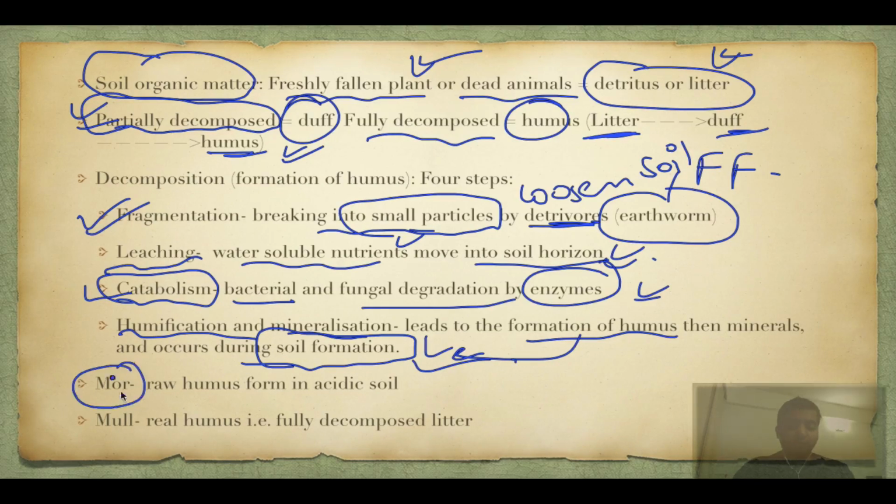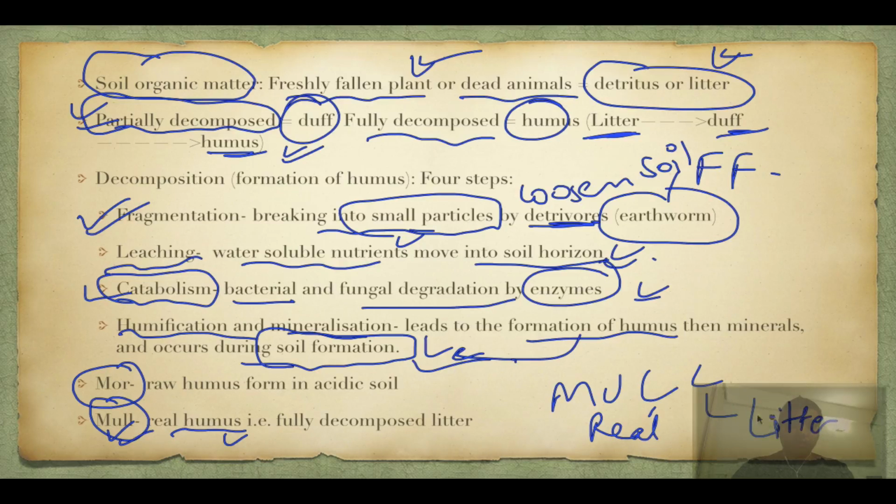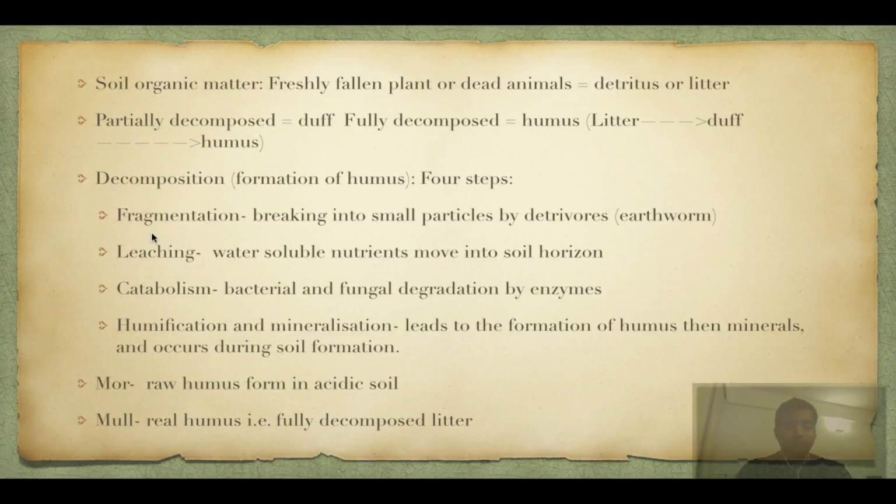Now there are two words, mor and mull. Mull, just remember, it is the real humus. Mull, real. So if you remember like this, one is L for real and includes fully decomposed litter. Is that understood? So mull is fully decomposed. Mor means it wants more decomposition. Just remember this. It still wants more decomposition.